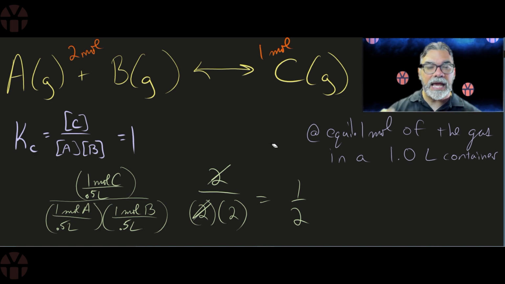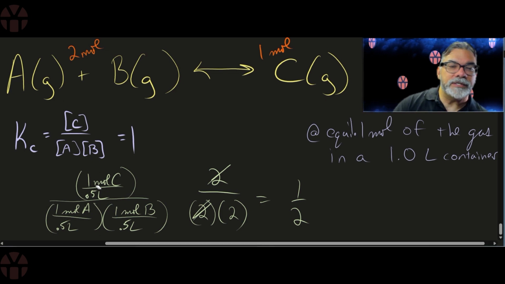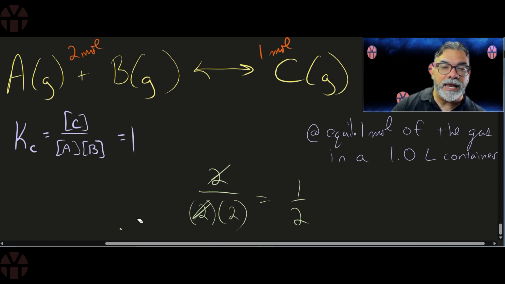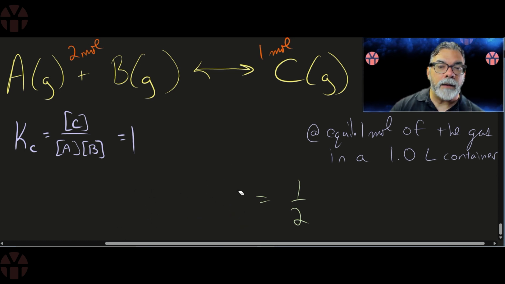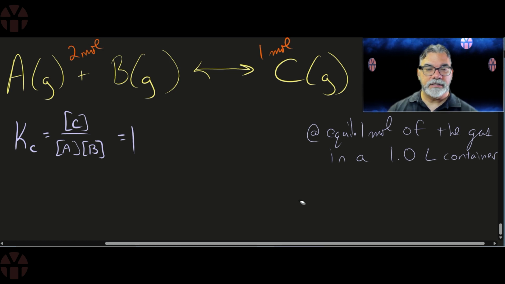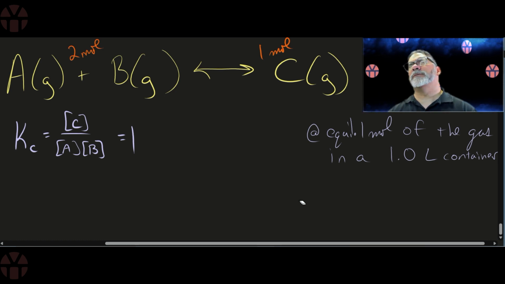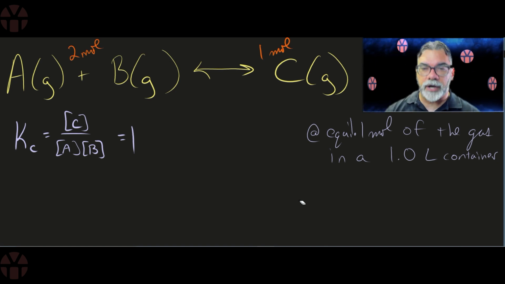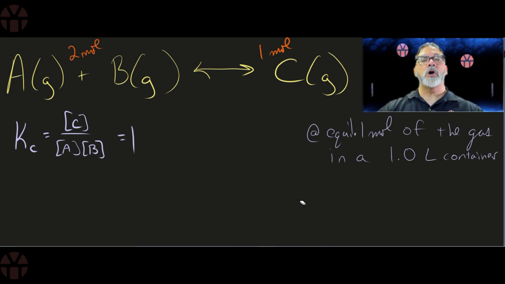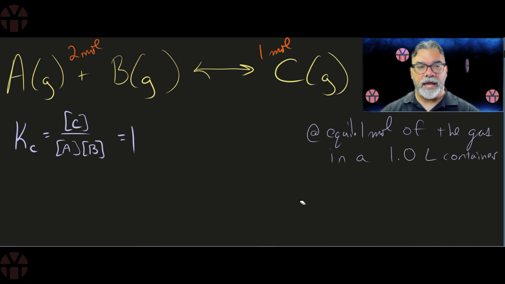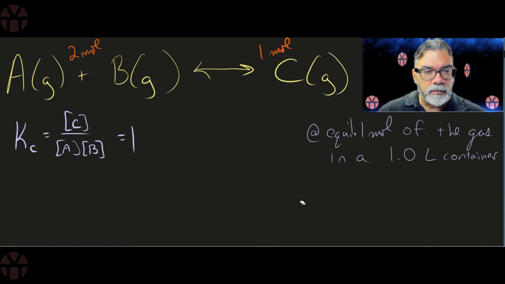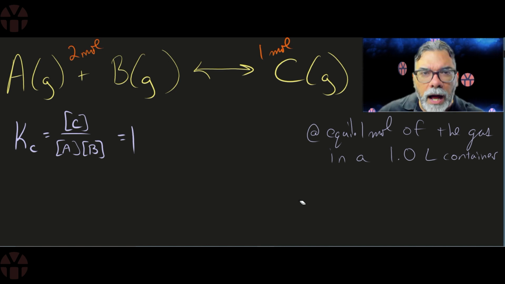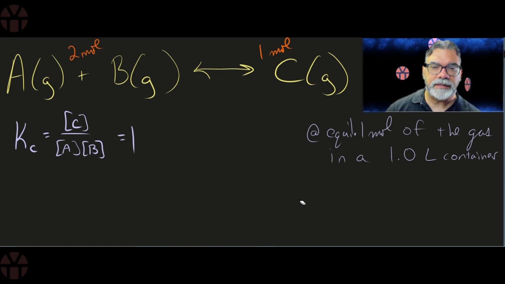To kind of see how that would work, let's tweak this a little bit. Now, instead of cutting the volume in half, what happens if we double the size of the volume? Well, let's see. If I double the size of the volume, I'm expecting the pressure to drop. A decrease in pressure favors the side with the greater number of moles of gas. Well, in this case, the side with the greater number of moles of gas is going to be the reactants, A and B. But why? Why is that happening? How exactly does that occur?